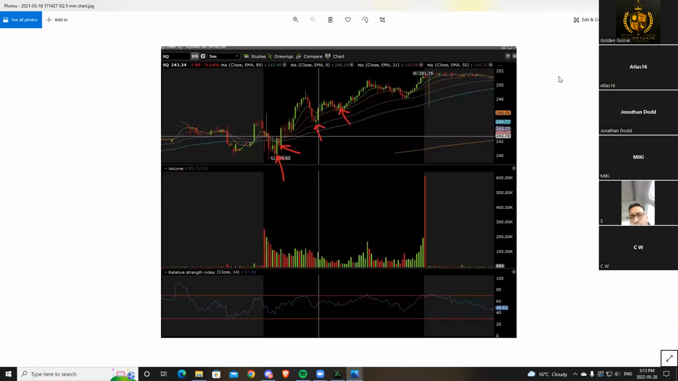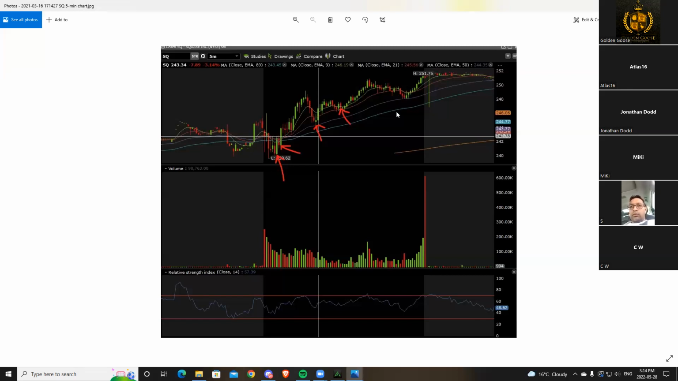Let's see here, right here. So we can ignore all these red arrows here. That's not what's important for me. What's important for me is this candle right here, the inverted hammer. And again, it's a green candle, but because it's super far from the 8 EMA, my thinking is that it will go back to the 8 EMA after confirmation.